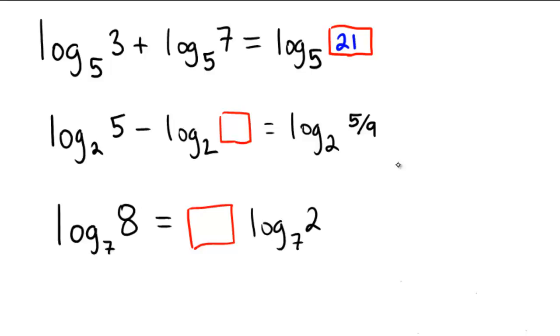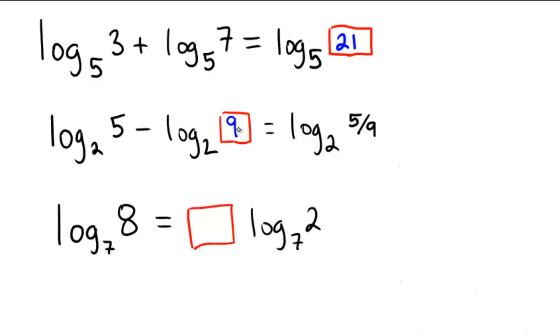Next one, notice on the right hand side it says log base 2 of 5 over 9. So this is going to be the difference of two logarithms, the first one, the top one, which is 5, subtracted by the bottom one, which must be a 9. So I'm going to put a 9 in that slot right there.